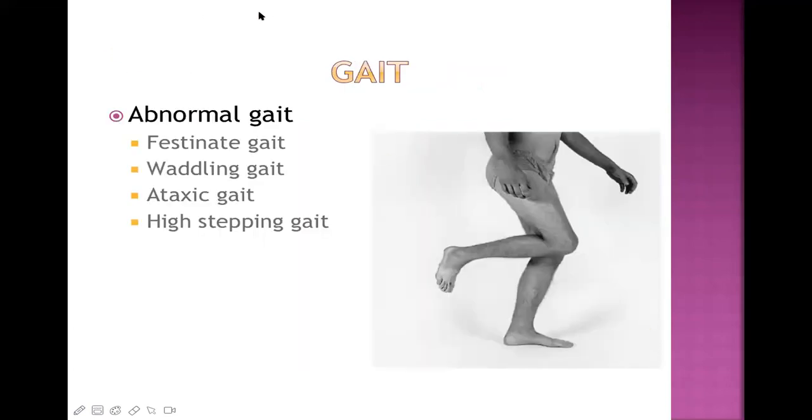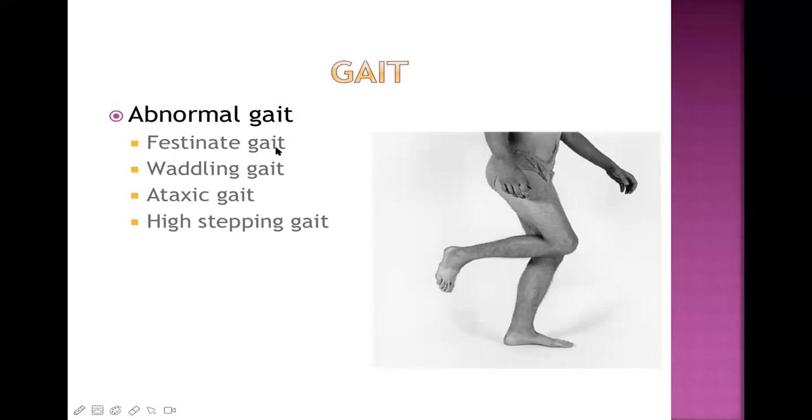Now another type of test is called gait. Simply ask the patient to walk inside the room or in your clinic and look for abnormality of the gait. In a normal person without any neurological lesion, the person can walk very comfortably, just like we are walking, no problem. But in these abnormal conditions, these gaits are seen.